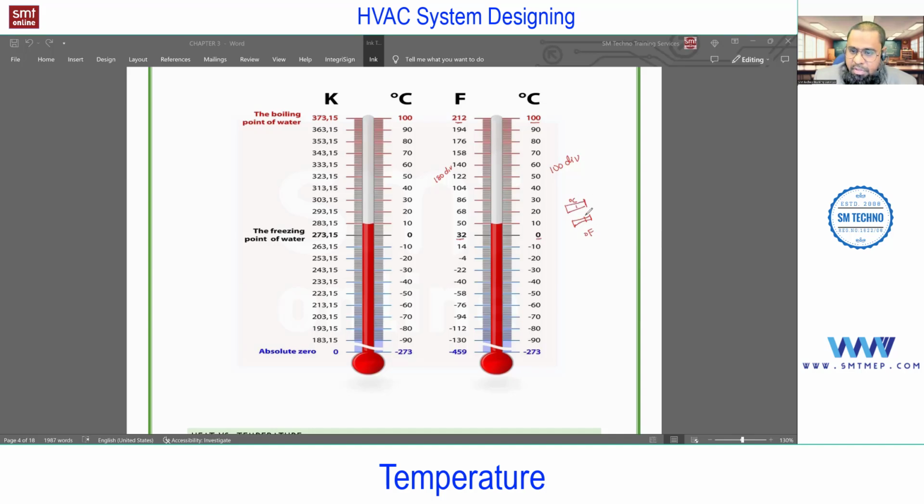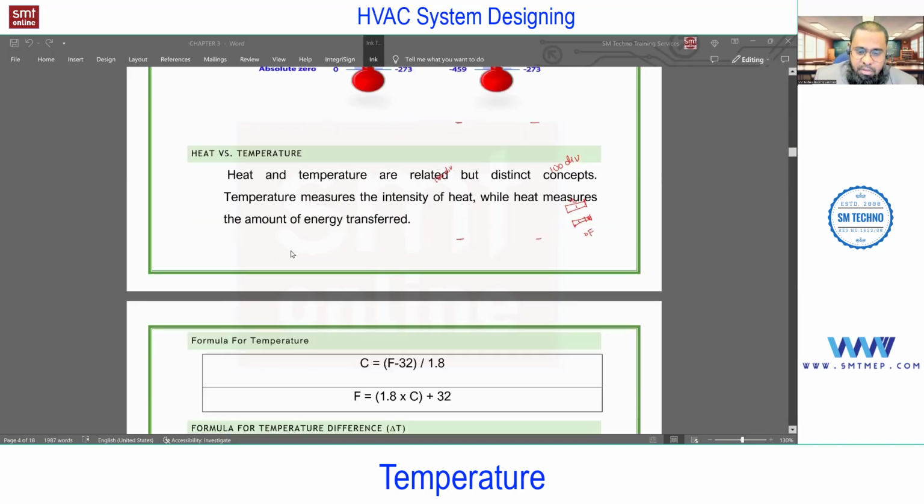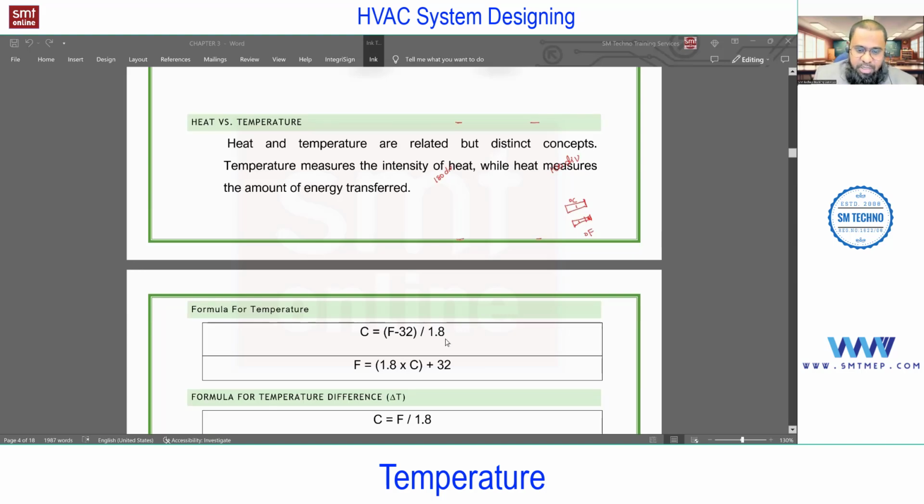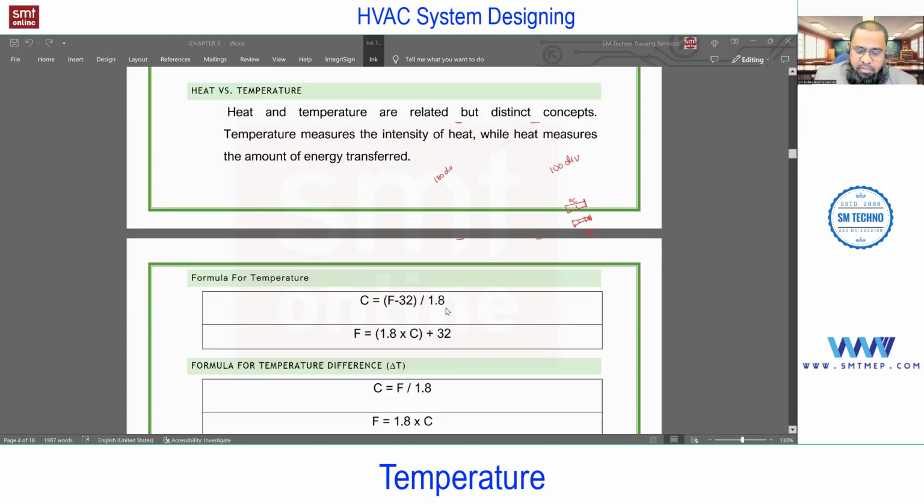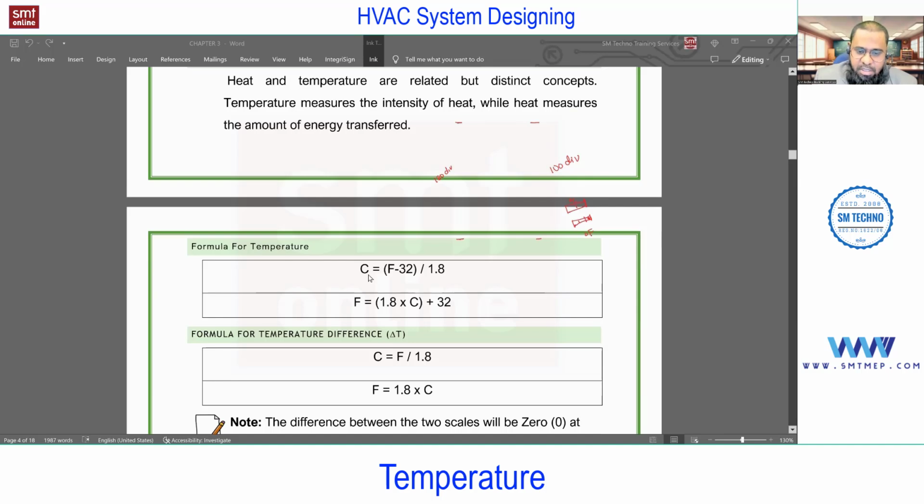This is one division. This is what? 1.8. Suppose this is 0.8. Getting my point? So one division of centigrade is equal to 1.8 divisions of Fahrenheit. That's the reason in the formula we are dividing with 1.8 to get the result in centigrade. I'm just trying to give the concept.